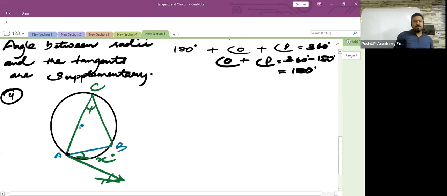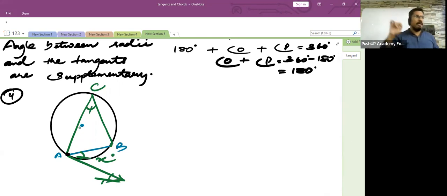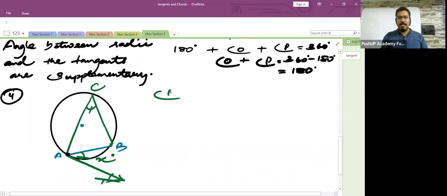So I have shown you two different angles in the same figure. The first angle is the angle created between the tangent AT and the chord AB. And the second angle is the angle subtended by chord AB on the circumference of the circle, that is at point C. So one is angle BAT and the other one is angle ACB.